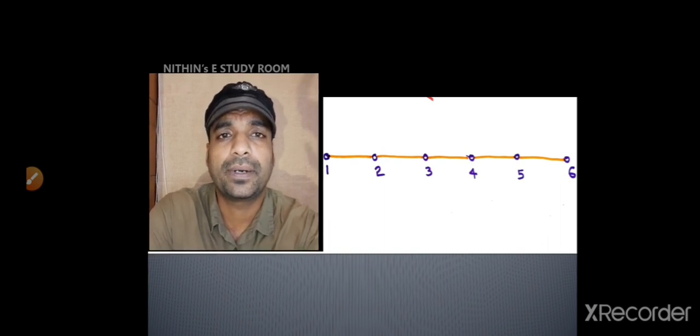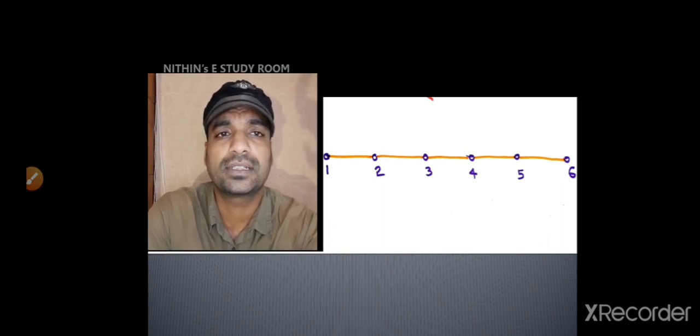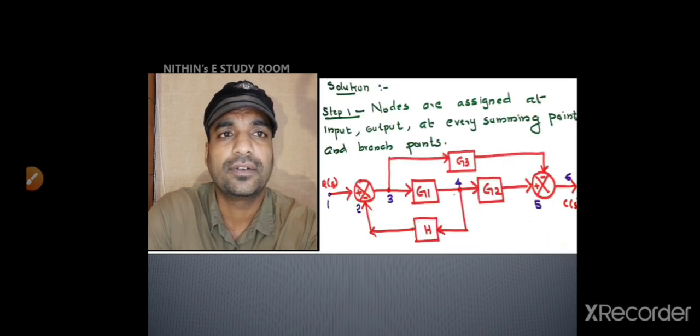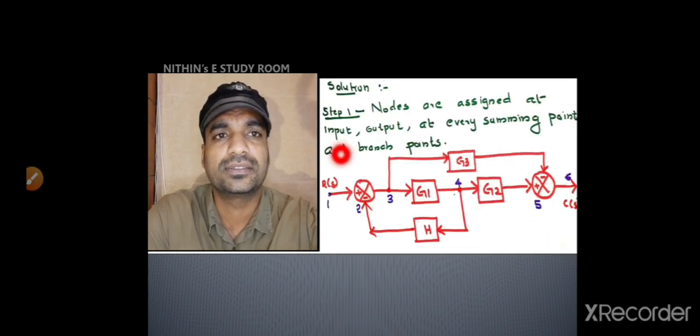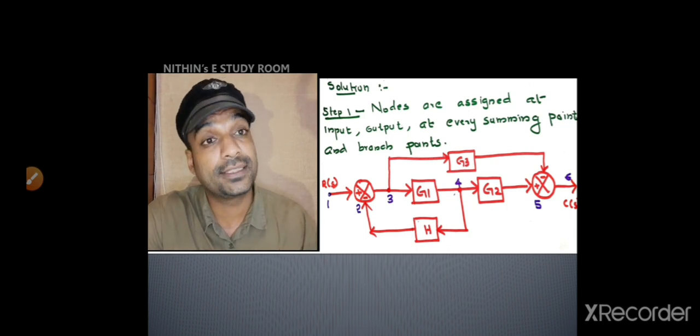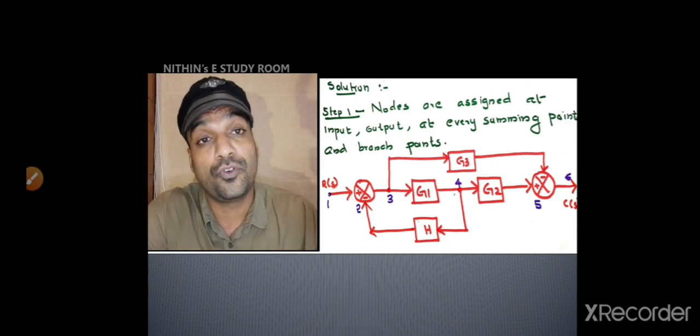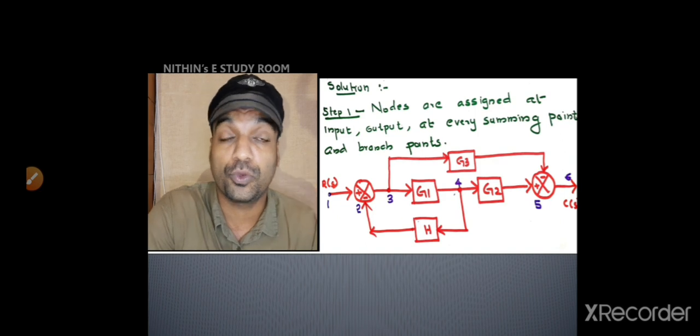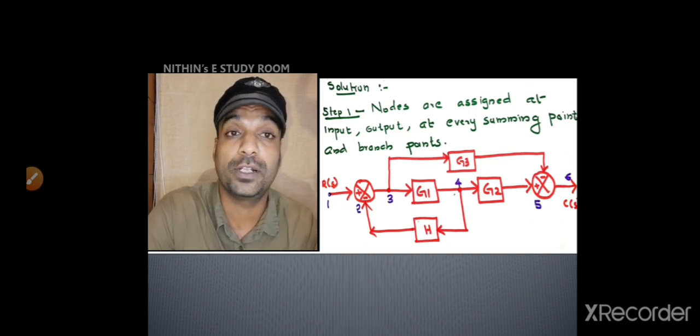Anyhow, there will be a path from input to output that is clearly visible in the first case itself. In any problem, you can simply say there will be a path between input and output. That is a simple path. But there may be other paths also for traveling from input to output. Such paths are known as forward paths.